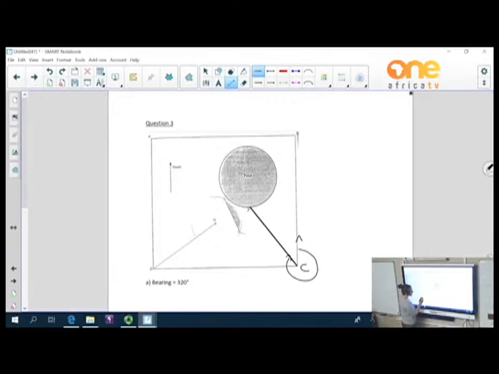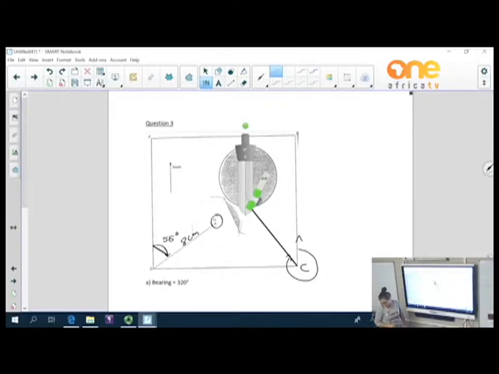Then she starts from D and walks for 80 meters on a bearing of 055, 55 degrees. So measure out 55 degrees, and then she walks 80 meters, which is 1 centimeter represents 10 meters, so this will be 8 centimeters, and mark the point. There's M where she walks to.